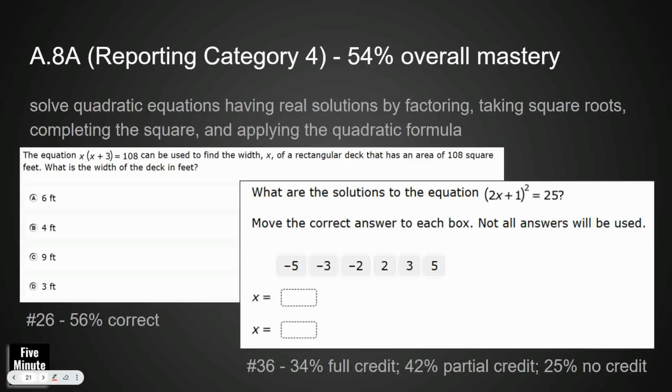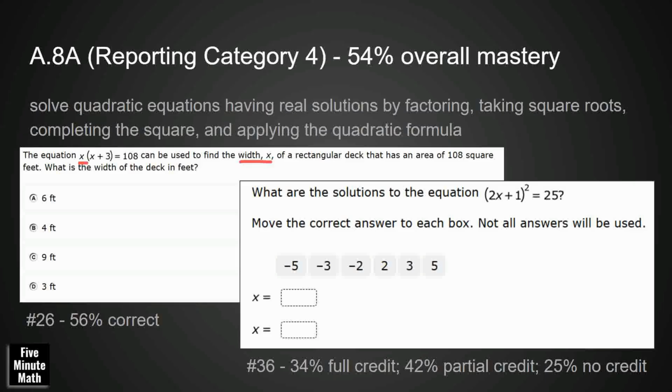Next, 8.8a, we are looking at quadratic equations and we can solve it with a multitude of options: factoring, square roots, completing the square, applying the quadratic formula. So we have number 26, and they give us this equation. We can find the width, x, of a rectangular deck. It has an area. We need to find the width. Well, the width is x. We need to solve for x.